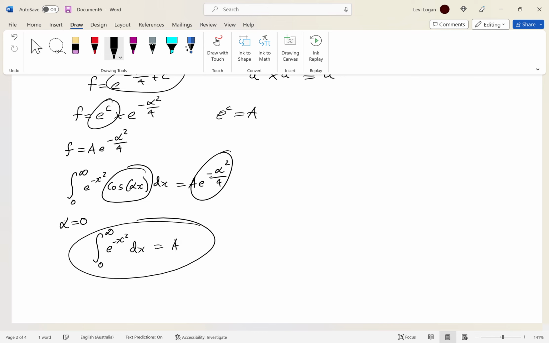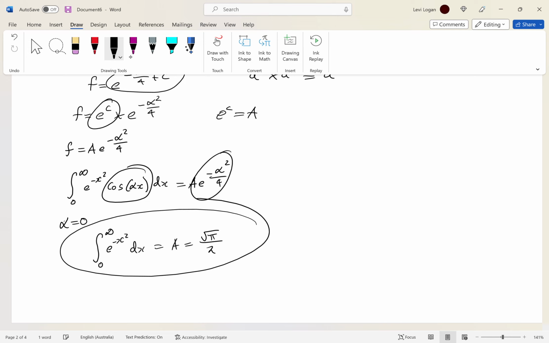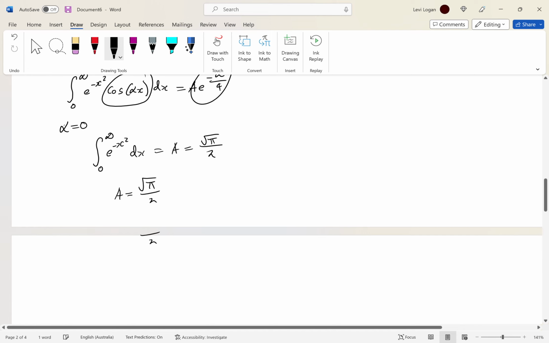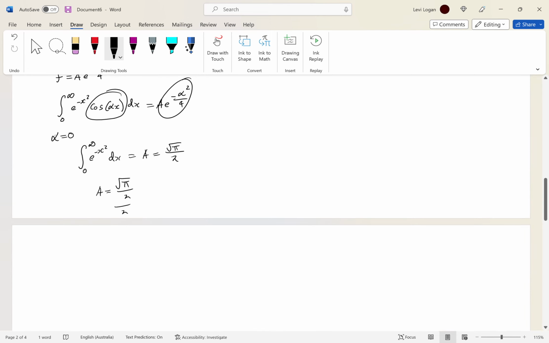Now recall, this is the Gaussian integral. This Gaussian integral is actually equal to the square root of pi over 2. I'll be covering that in a later video. So basically a is equal to the square root of pi over 2. Therefore, we can say the integral from 0 to infinity e to the negative x squared cos of alpha x dx is equal to the square root of pi over 2 e to the negative alpha squared over 4.